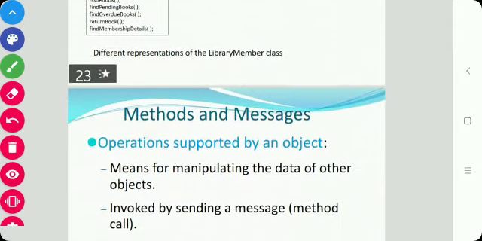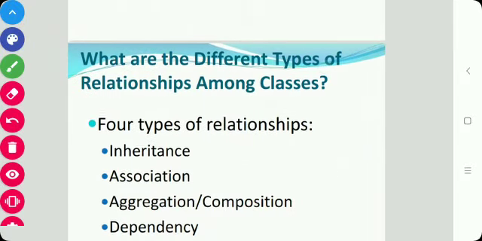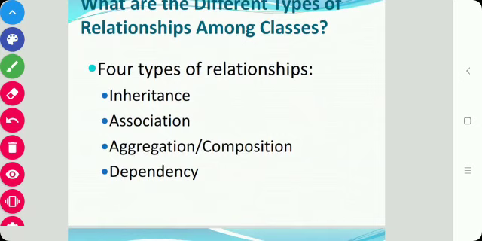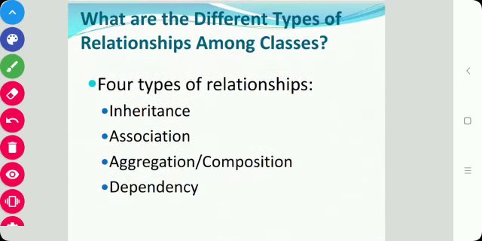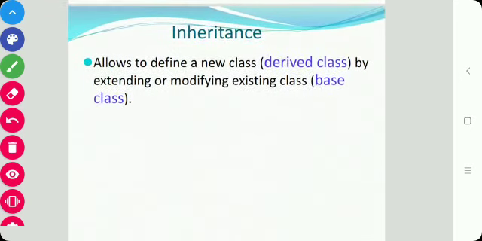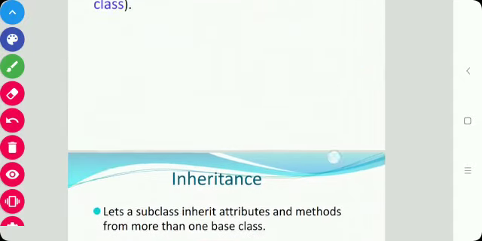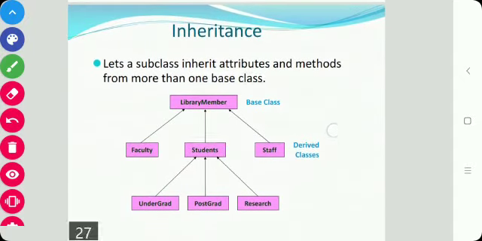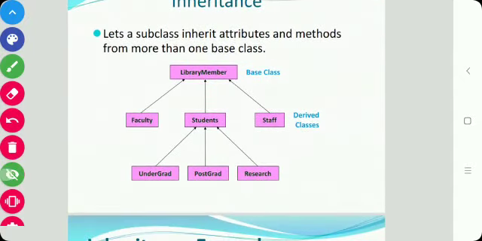Now we will see relationships between the classes. There are four types of relationship: inheritance, association, aggregation and composition, and dependency. We will see inheritance first. Inheritance allows us to define a new class derived by extending or modifying an existing class. As we know, there is a base class and derived classes. So this is the base class, these are the derived classes.